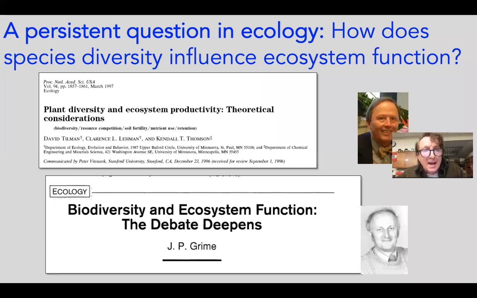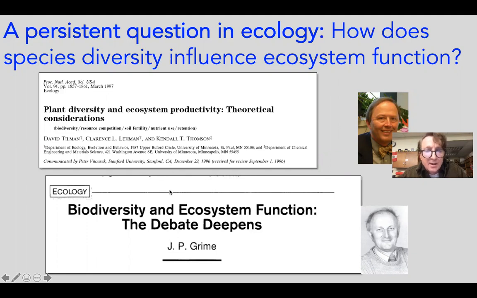All right, so I want to step back and put trait-based ecology in a broader context. Within ecology, one persistent question is, how does species diversity influence ecosystem functioning? There's a very long line of papers and researchers who have proposed and researched this question. But in particular, I wanted to point to this classical debate in ecology between people like David Tilman and also Philip Grime. The idea here is that biodiversity is important because it influences how ecosystems function.